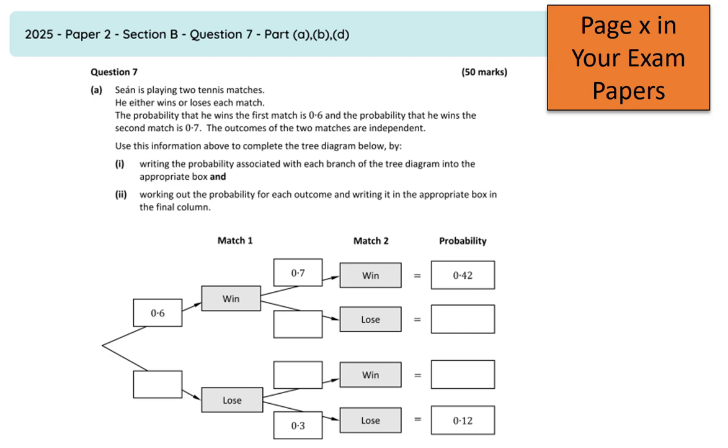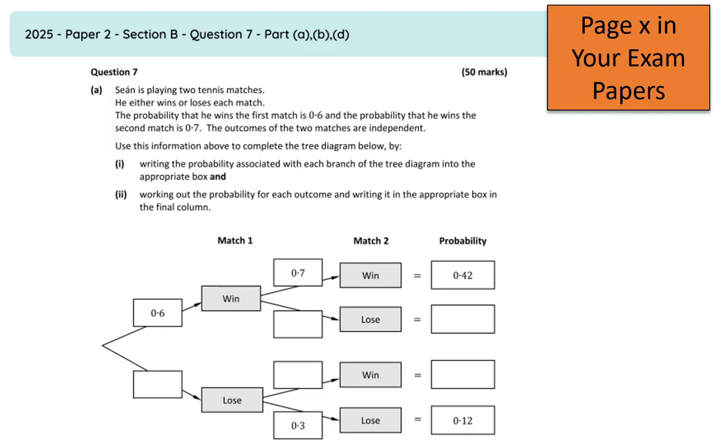Right lads, this is 2025 probability question, paper 2, section B, question 7, parts A, B and C. So Sean is playing 2 tennis matches. He either wins or loses each match. The probability that he wins the first match is 0.6 and the probability that he wins the second match is 0.7. The outcomes of the 2 matches are independent, which means that one does not impact the other.